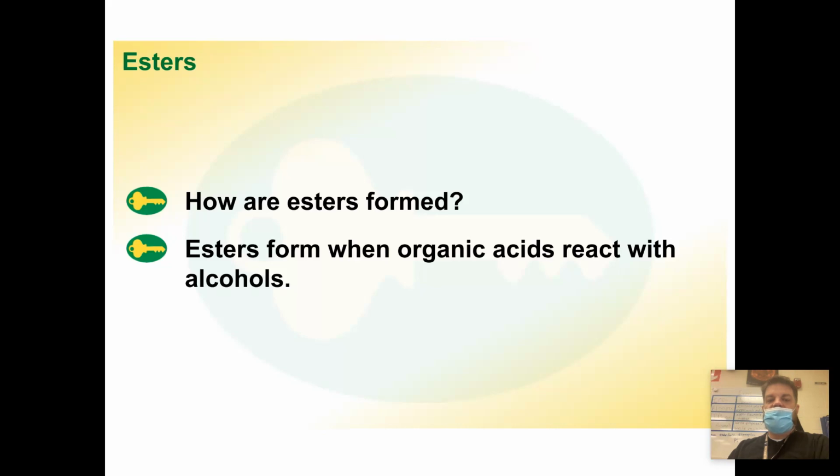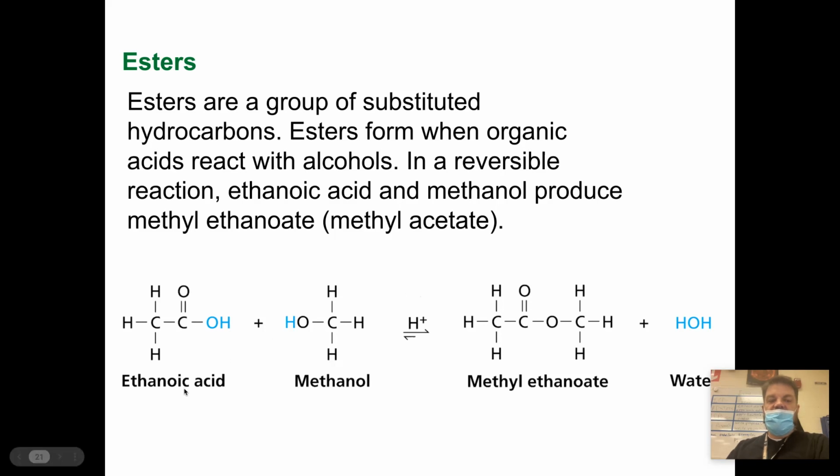How are esters formed? Well, esters are formed when organic acids react with alcohols. So if I take this chemical reaction and they interact with each other, the esters are a group of substituted hydrocarbons. Esters form when an organic acid reacts with an alcohol. So here we have an organic acid, and it's going to react with an alcohol. And then we have a somewhat, it's not quite equilibrium, but it's a two-way reaction involving hydrogen. And then we get methyl ethanoate and water, or methyl acetate is another way that you could pronounce that.